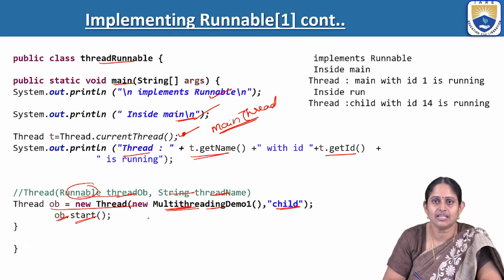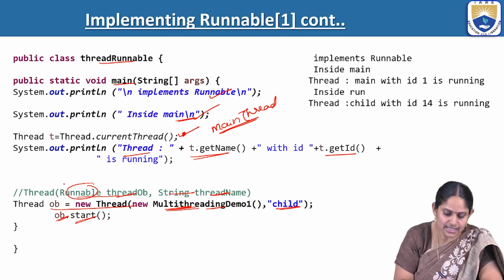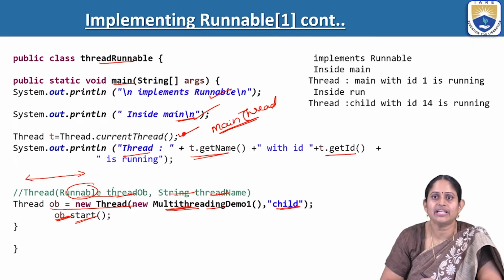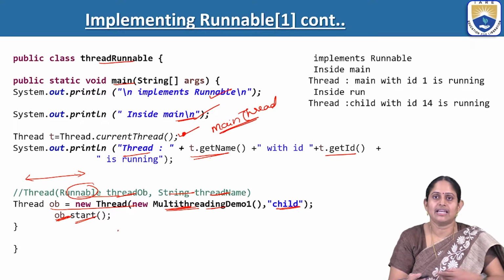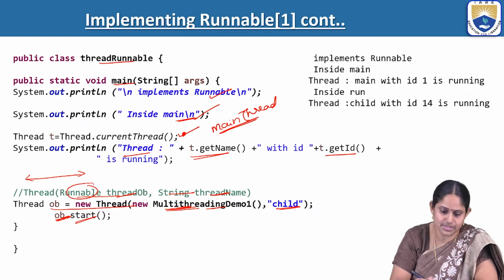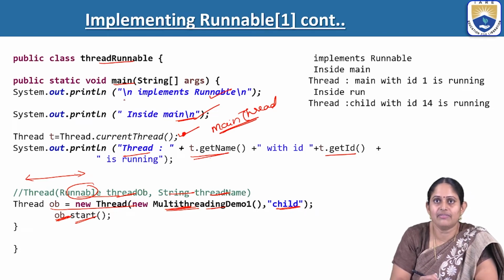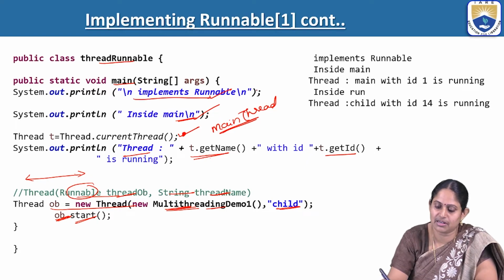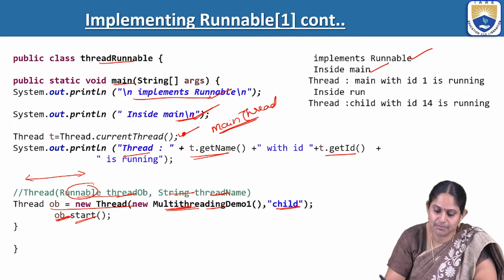Now once this thread object is created, we have to call the start method on that object so that it will start executing. Until this point, we have only the main thread executing, and when we call the ob.start method, it will create the child thread. So let's see how the output comes. Initially the program will start from the main method, so we will get the statement implements Runnable in the output. Then it is displaying the inside main statement.